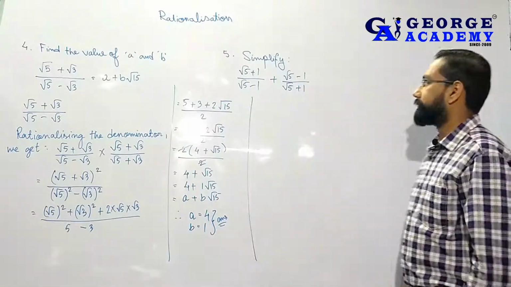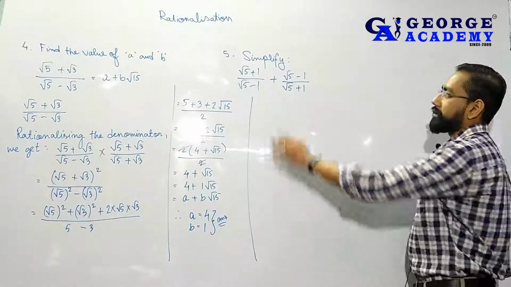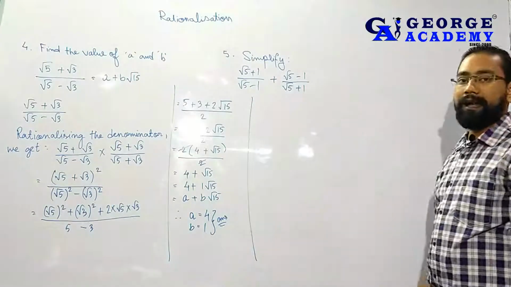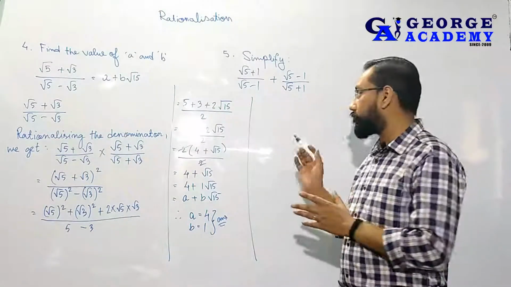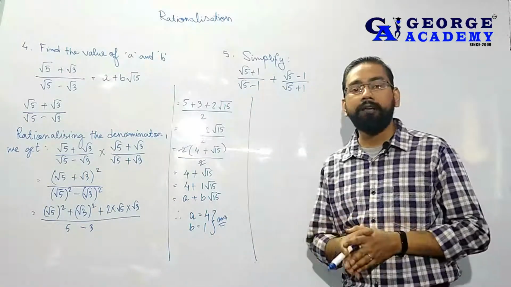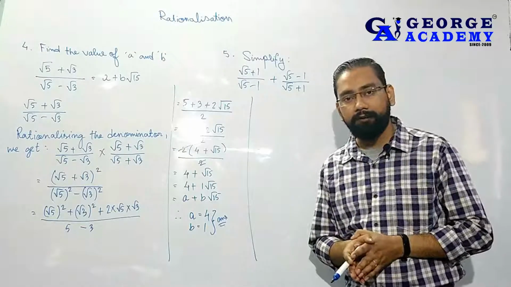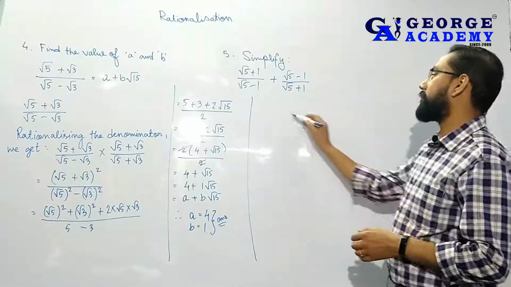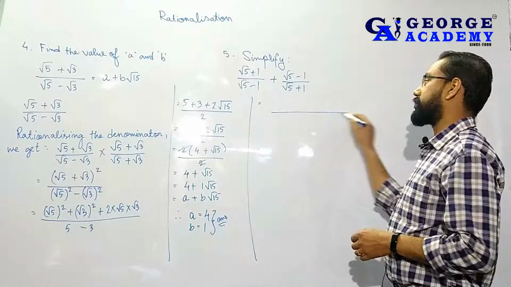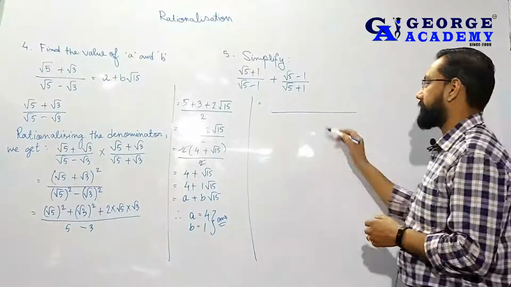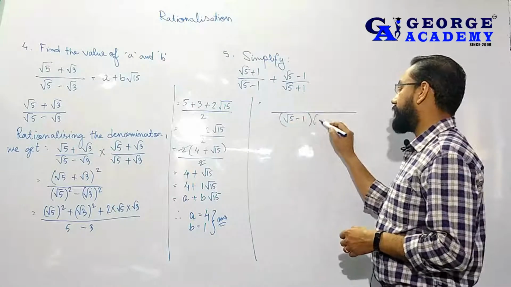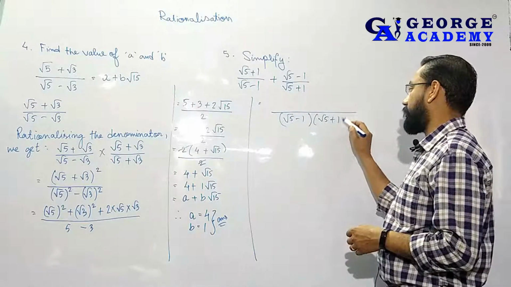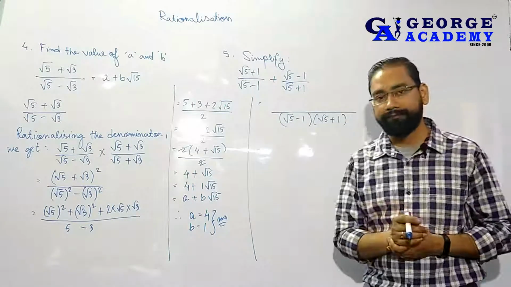In this sum, they are asking us to simplify, and 2 fractions are there. How to simplify, how to add 2 fractions? First we find out the LCM of the denominators. So what will be the LCM of the denominators? We are going to multiply the denominators. That means the LCM will be root 5 minus 1 into root 5 plus 1. This will be the LCM.